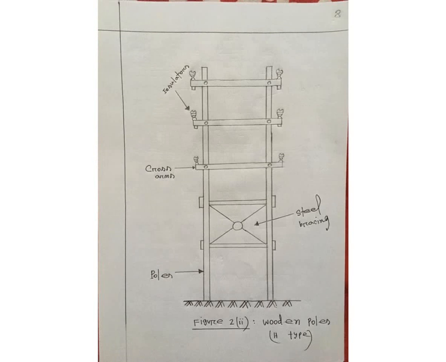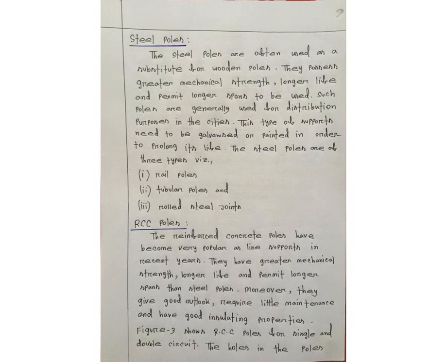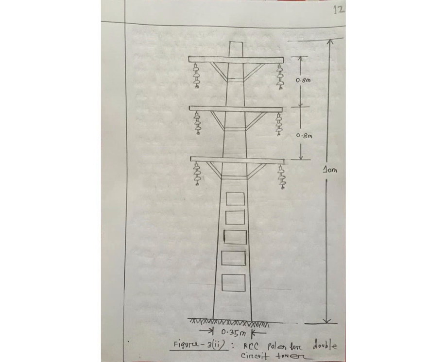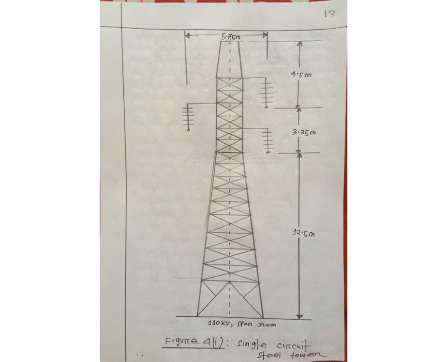And in the next slide, we see the H type pole. This wooden pole is H type because this construction is like the letter H. And now I will present the steel pole, and I am going to present the RCC pole. I can see the figure here. This is the RCC pole of single circuit, and this is the RCC pole of double circuit tower, and this is a single circuit steel tower.